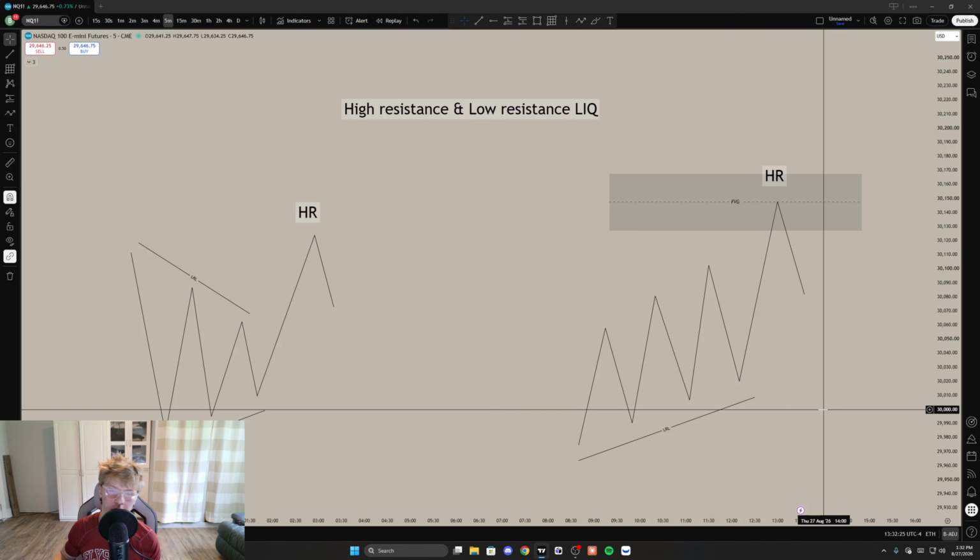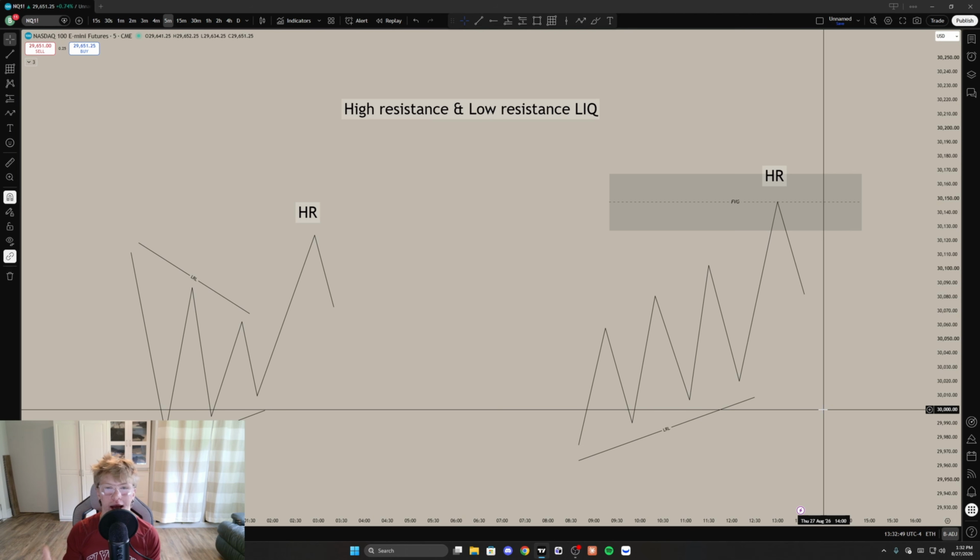Now we're going to talk about high resistance and low resistance liquidity. These are one of the two concepts that are kind of one together, but the two concepts that I use daily. You can watch in my trade recaps, my pre-market analysis. I'm constantly talking about high resistance and low resistance liquidity to shape my bias for the day of what I want to see the market do.